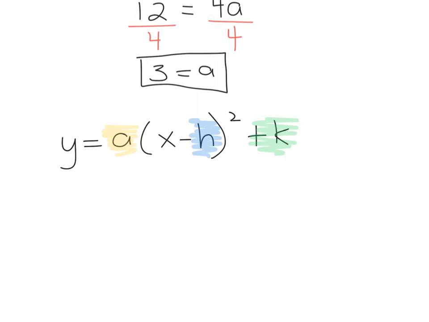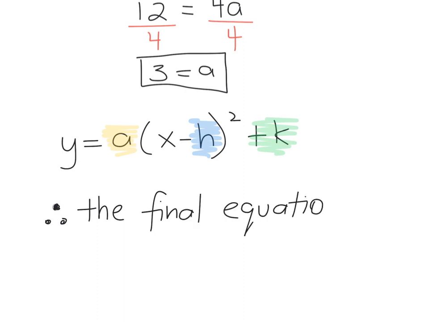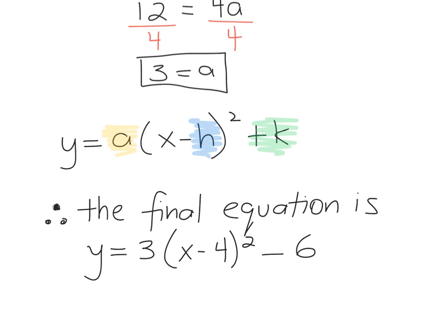So I'm then going to say, therefore, the final equation is y equals, my a value was 3, (x minus 4) squared minus 6.